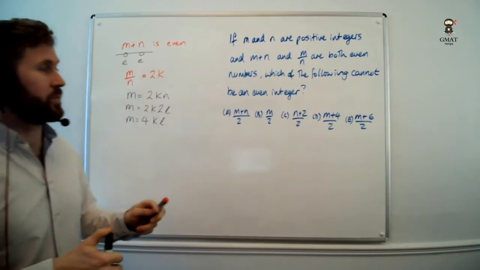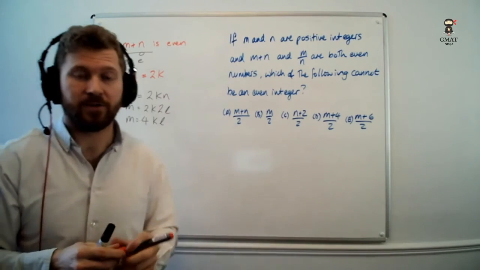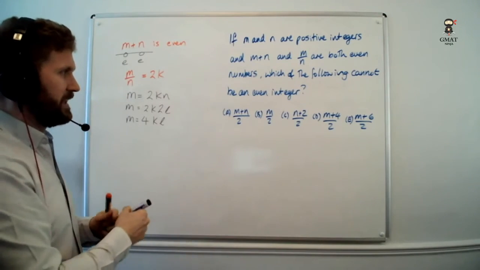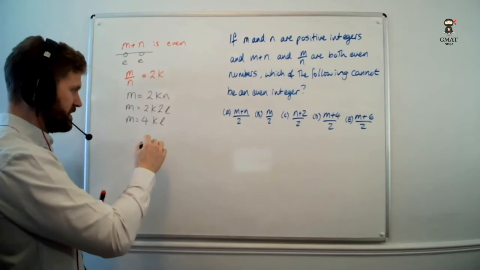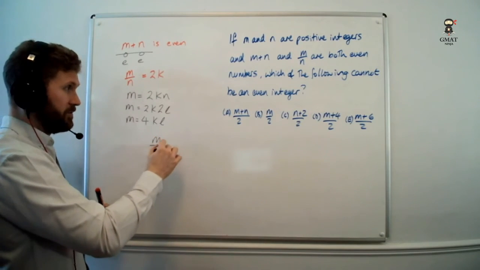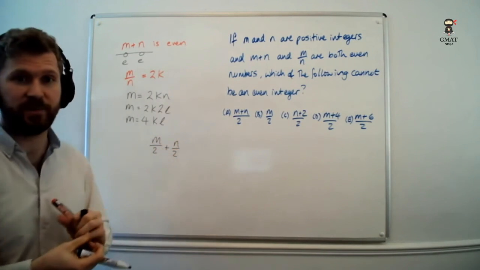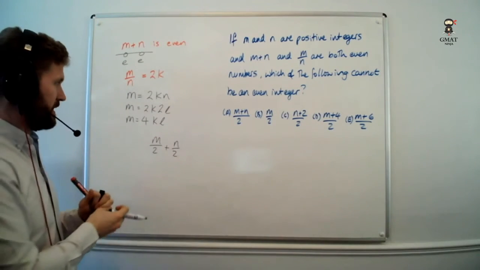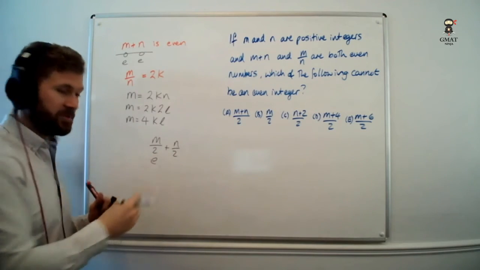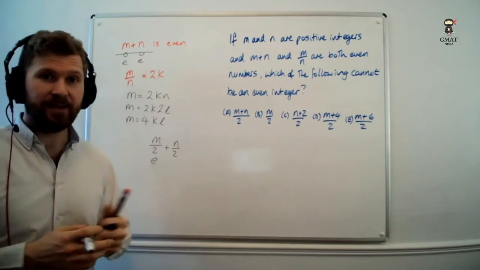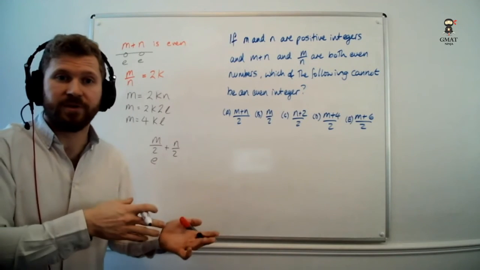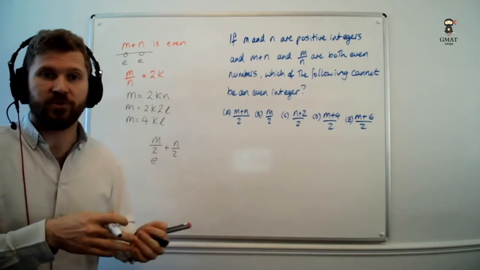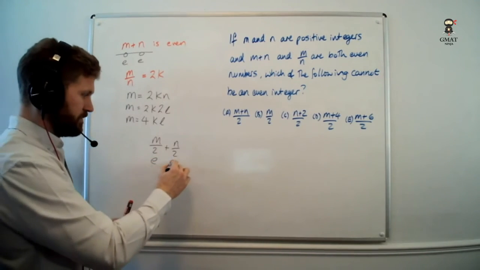All right, so the question here is, which of the following cannot be an even integer? So first one, if we look at A, m plus n over 2, that's the same as saying m over 2 plus n over 2. I could split that fraction up some way. Now, we know that m is in the 4 times table. So in other words, m divided by 2, well, that's going to be an even number anyway. N over 2, I know it's even, but I don't know much more than that. This could be even, n over 2 could be even, or it could be odd. In other words, I don't know.